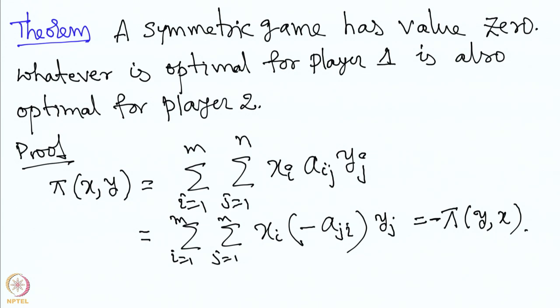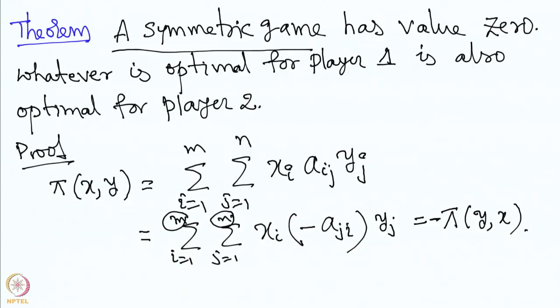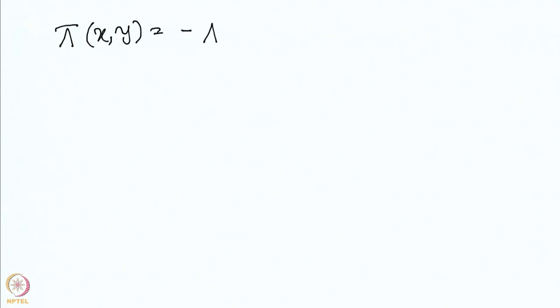Now, here are a few things. I have used m here, n here. Remember, by the definition of a symmetric game, the matrix A is the same as minus A transpose. That means the number of rows and the number of columns are the same, m and n are the same. So, that we have used explicitly here. When I put y here and x here, we are using this. Therefore, pi(x, y) is the same as minus pi(y, x). That is basically the important fact here. Pi(x, y) is going to be the same as minus pi(y, x).